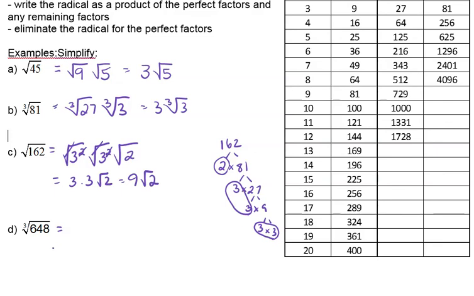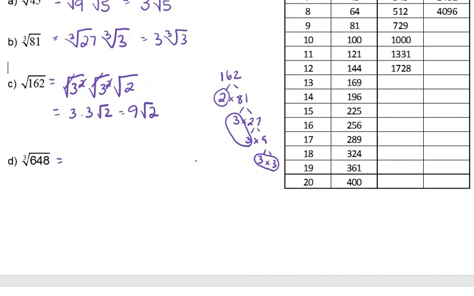So 648, another one you might want to make a factor tree for. So 648. We get 162 when we take out 4, and we can factor that down.